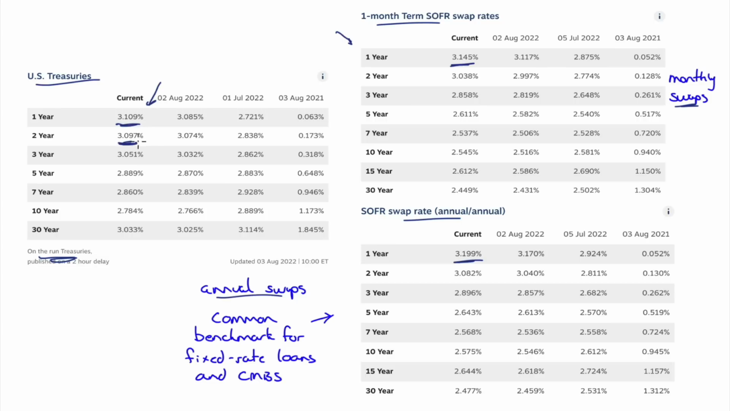But when you get into the 2 year, 3.097, this is lower at 3.038, and this is lower at 3.082. Go to the 10 year, 2.784, and the 10 year here is 2.545, which is lower, and the 10 year here is 2.575, which is lower.